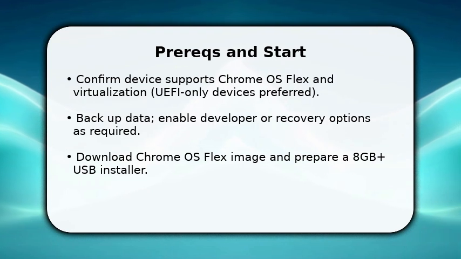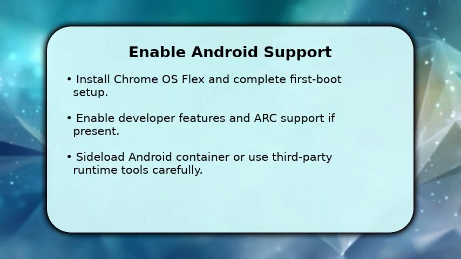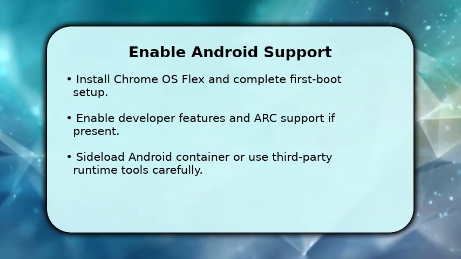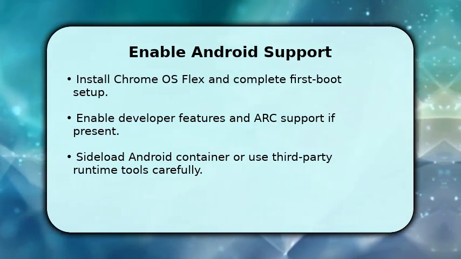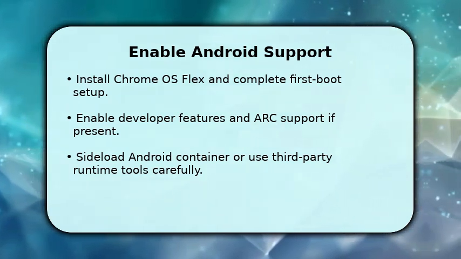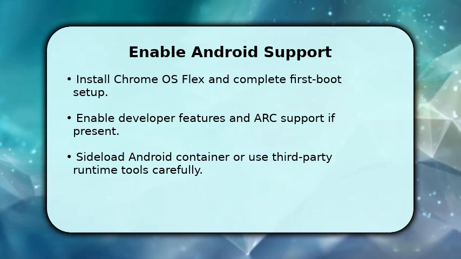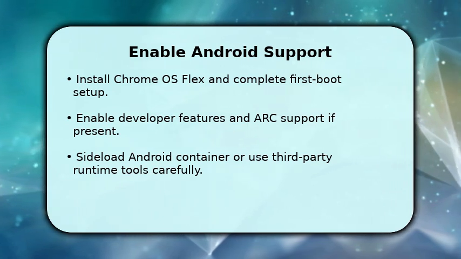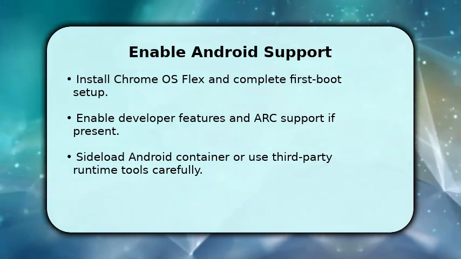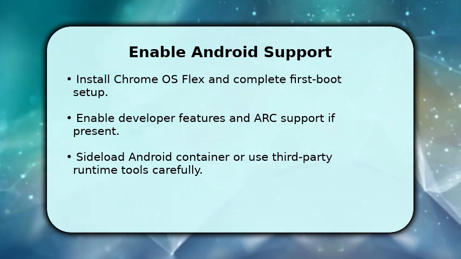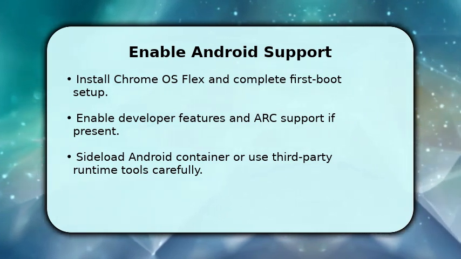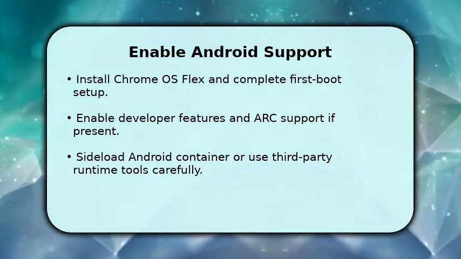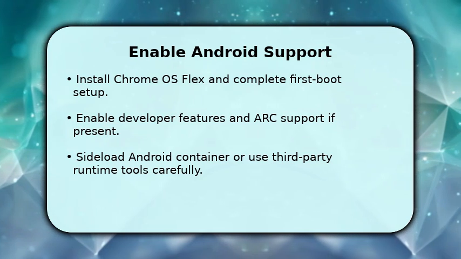After installing Chrome OS Flex and finishing initial setup, you move into enabling Android support, which is not native on Flex. First, enable developer features and check for Arc support options in settings. These are essential because Android needs a container. If Arc is unavailable, you'll install a third-party runtime or a custom Android container, follow verified community instructions, and grant necessary permissions. Proceed step by step, because this middle phase configures the virtual.